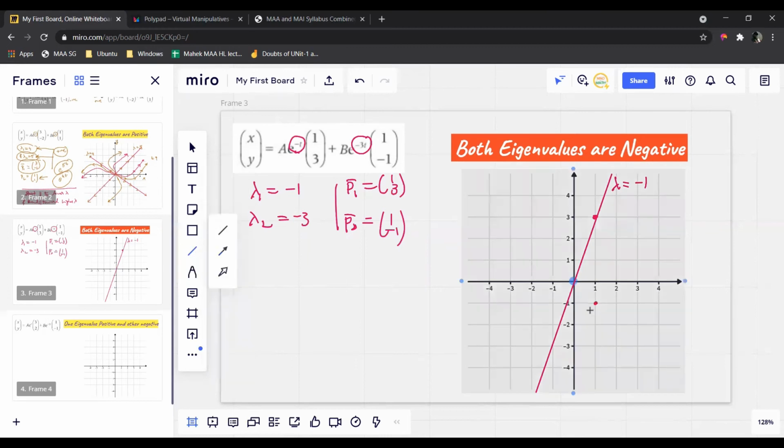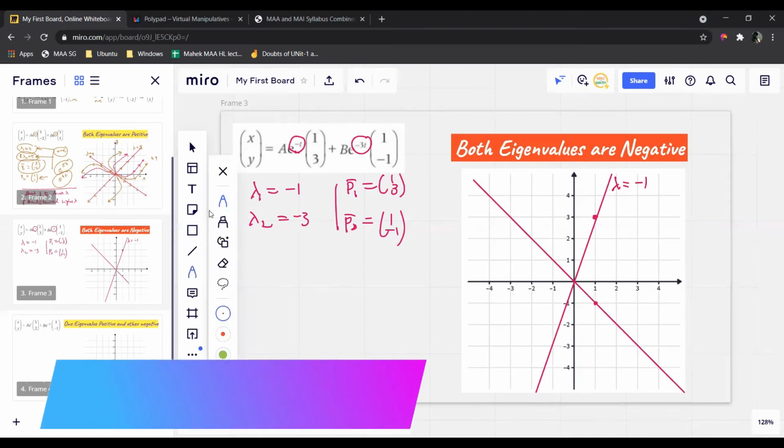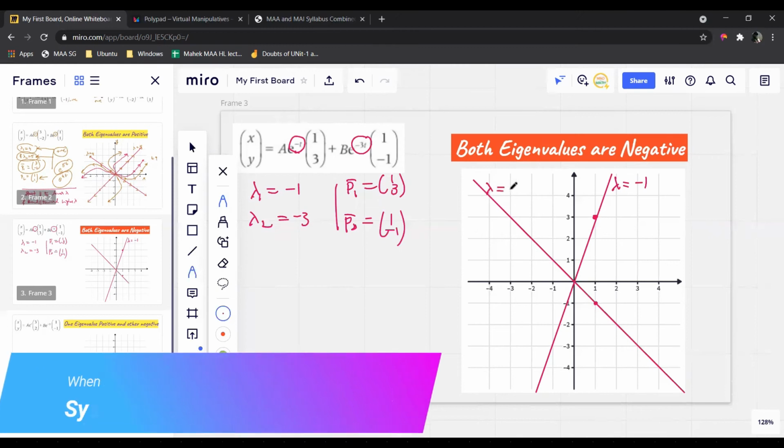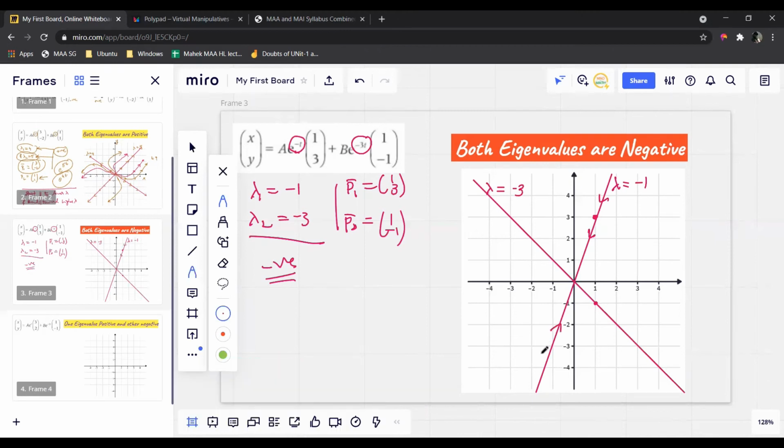Let's draw the eigenvector. Somewhat proper. Don't worry. Yes. Similarly, I label this as lambda is equal to -3. So as you see, both of them are negative. Negative means arrows will come inside, towards the origin. The solutions will move into the origin. The future trajectories will move inside the origin. Okay, we have to draw arrows inside using the corresponding lambda values.